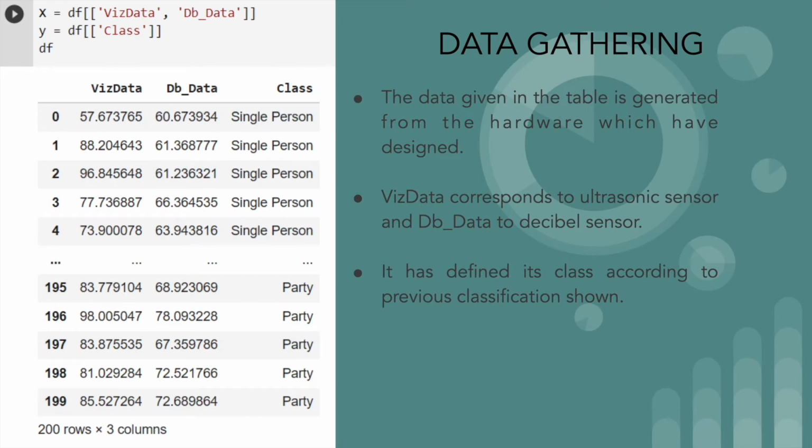So, we'll start with Rudransh Agrawal explaining the data gathering process. Hello everyone, my name is Rudransh Agrawal and I will be explaining the data gathering conclusion in this third phase of our DIY lab assignment. Next slide please. On the screen you can see some data classification in tabular form. This is the data we gathered and we classified it, the ultrasonic sensor and the decibel sensor data, into two classes: single person and party. Next slide please.